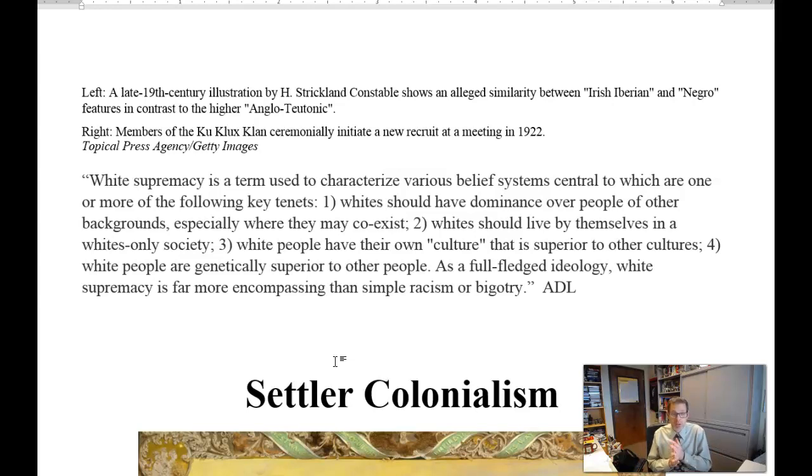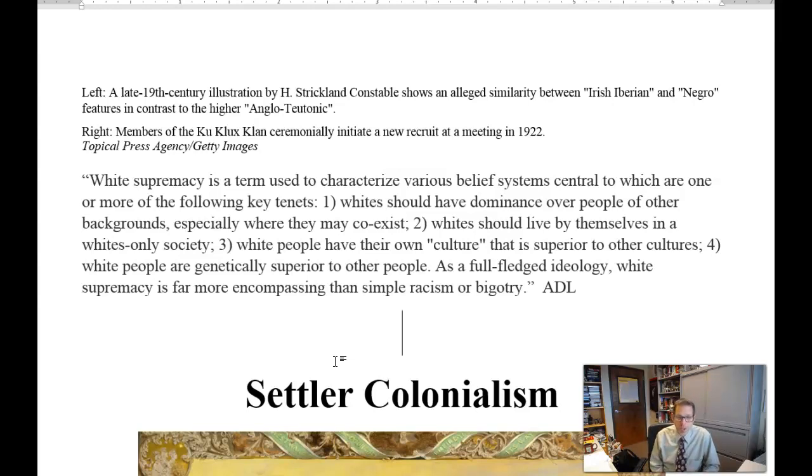Scholars, I think, will be very comfortable with this definition too. It's a good one. So what is the definition of white supremacy? And again, you see these three parts to it, right? White supremacy is a term used to characterize various belief systems central to which are one or more of the following key tenets. So it's not just white racism, although it includes that, of course.